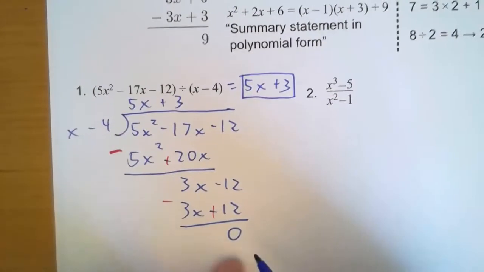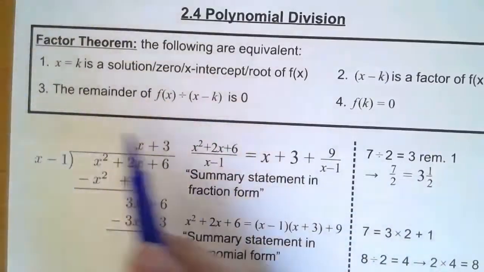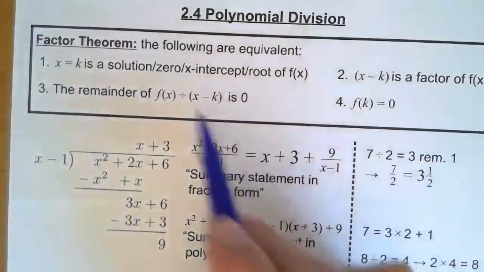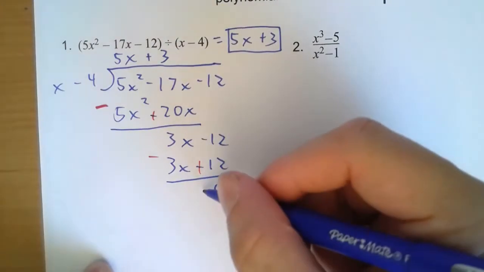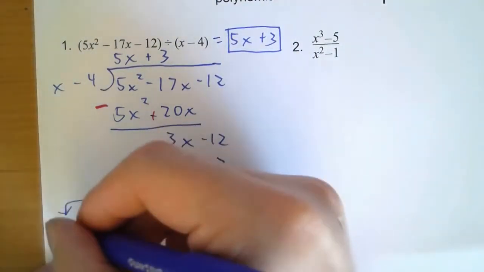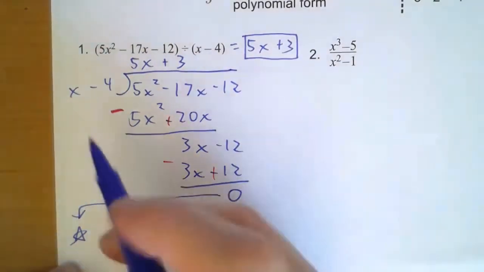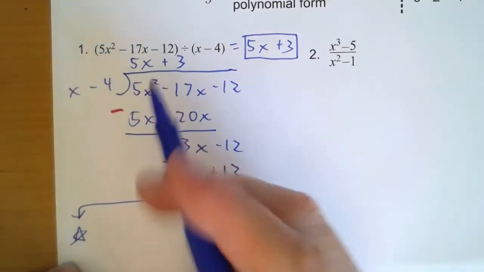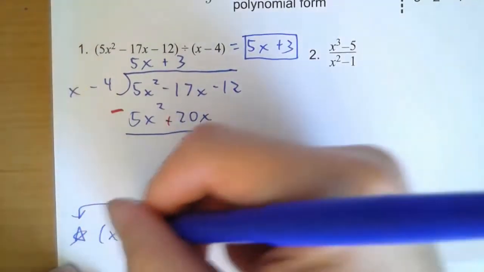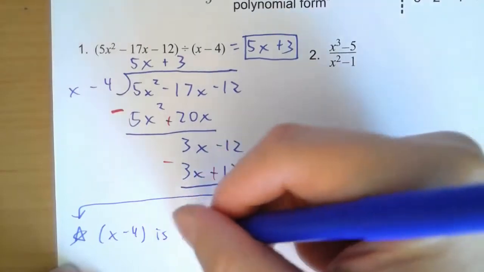And now, based on the fact that we got a remainder of 0, again, we know a bunch of things. A remainder of 0 is equivalent to several other statements. So let's talk about all the different things that we know. Because the remainder is 0, like I was saying, x minus 4 goes in evenly. That means that x minus 4 is a factor.